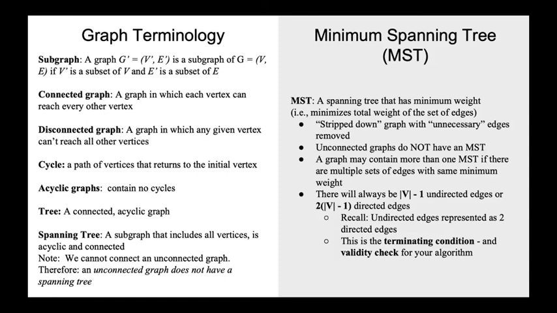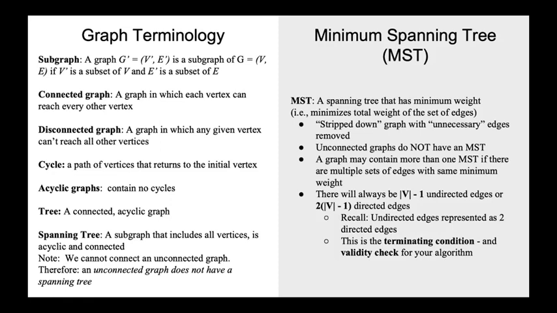Going forth, a graph may contain more than one MST if there are multiple sets of edges with the same minimum weight. That's what I mentioned earlier. There's not necessarily a unique MST per graph. There will always be v minus 1 undirected edges or 2 times v minus 1 directed edges. If this was a real recitation, I would ask someone in the audience why 2 times the quantity v minus 1 instead of just v minus 1. And the answer for that is because of directed edges, right?